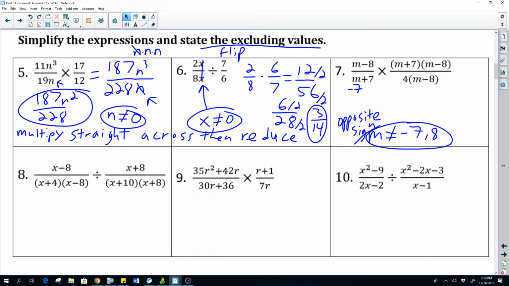And so now we want to reduce this sucker, my favorite. So we can go ahead and cancel this minus m minus 8 and that one, and that m plus 7, that m plus 7. Because of multiplication, we can cancel stuff. And so we're just left with m minus 8 over 4. Sweet. There we go. Okay, number 8, we're going to have to flip and multiply.